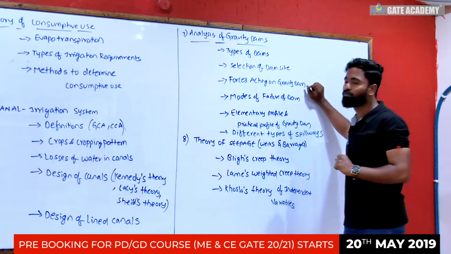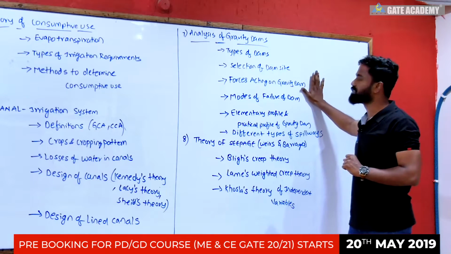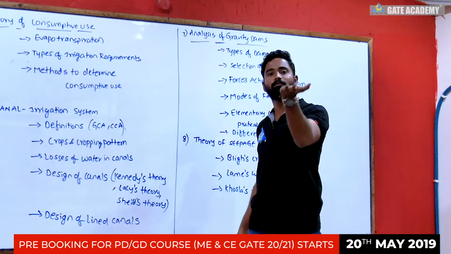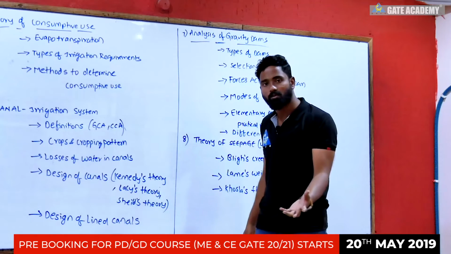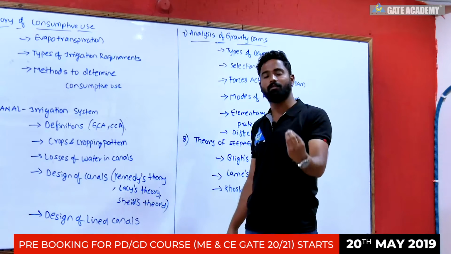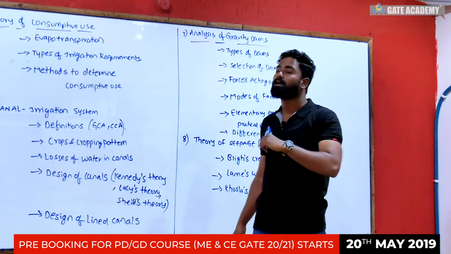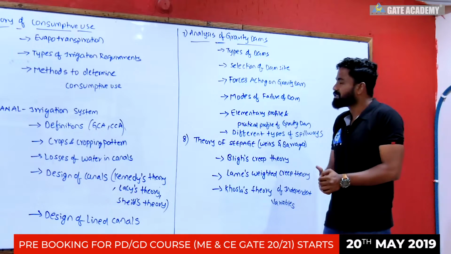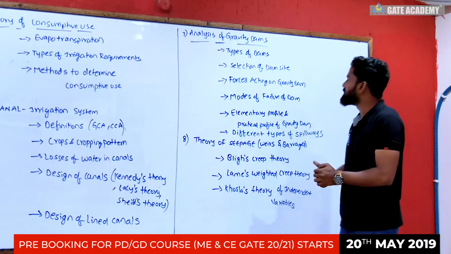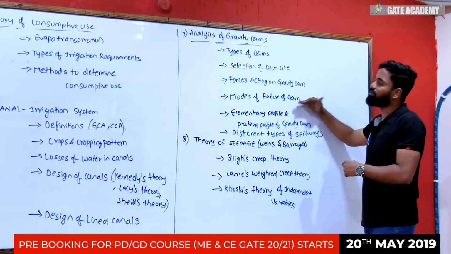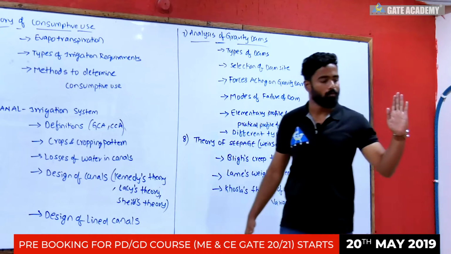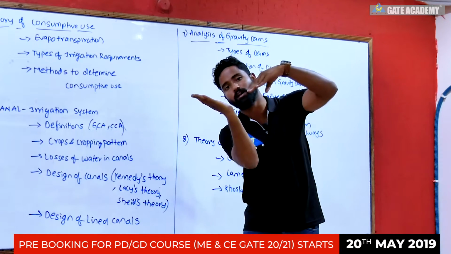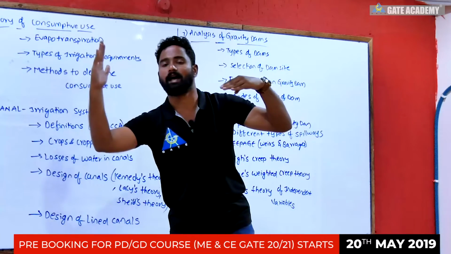Now, forces acting on gravity dams. Different forces, like there will be water force, uplift pressure, self weight, earthquake force, silt pressure, wave pressure, and ice pressure. So how different pressures are going to act and how you are going to resist them, based on that we will design the dam. Then different types of failure. That means when water is flowing like this, there is a dam. It can overturn or it can slide like this.